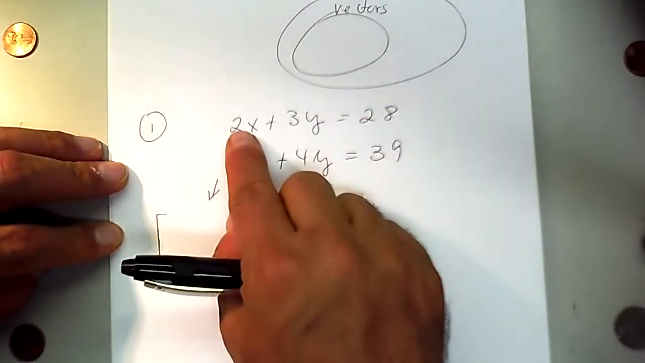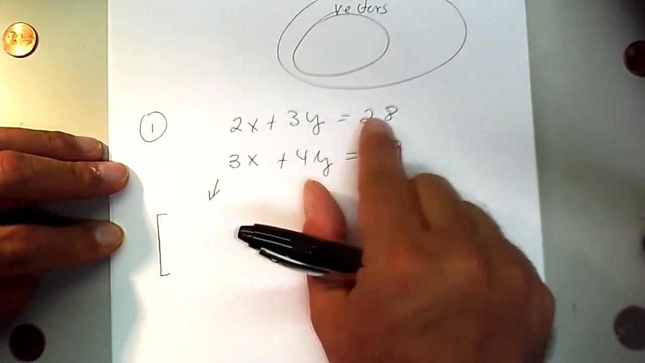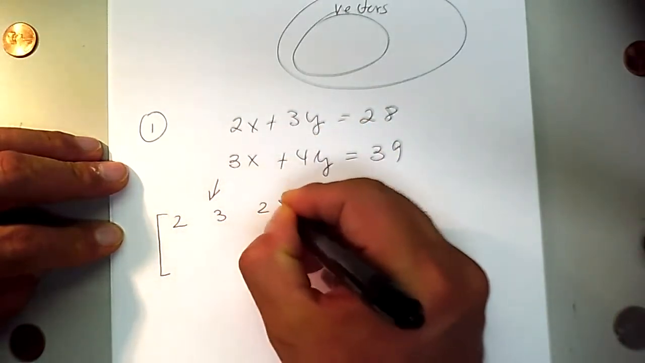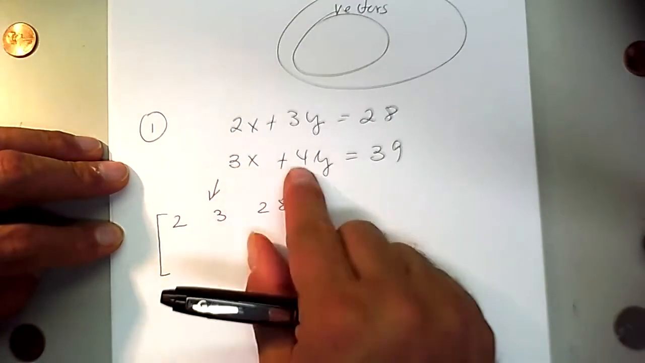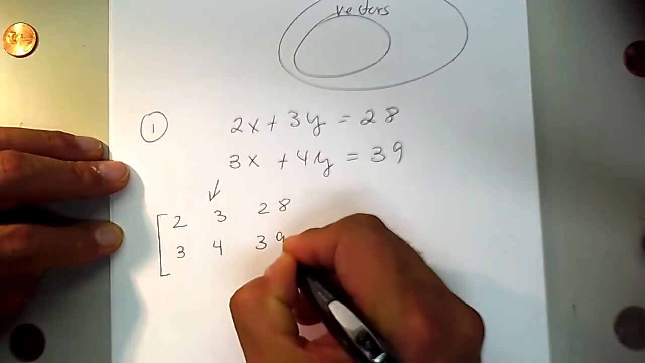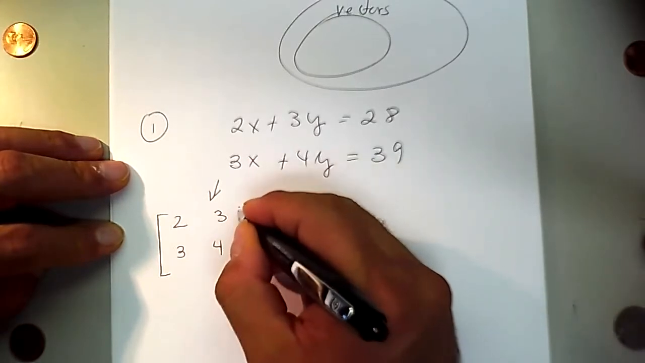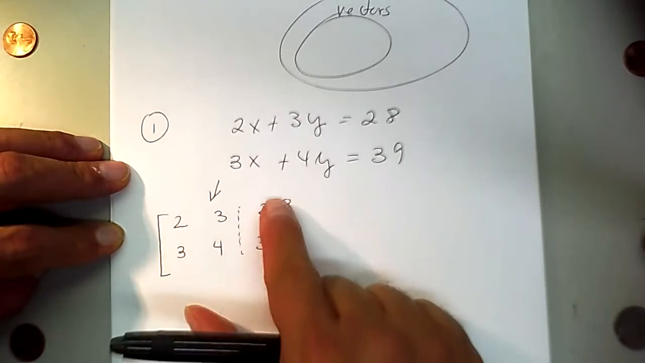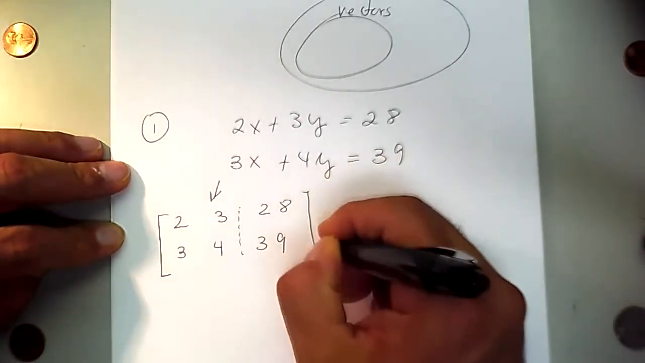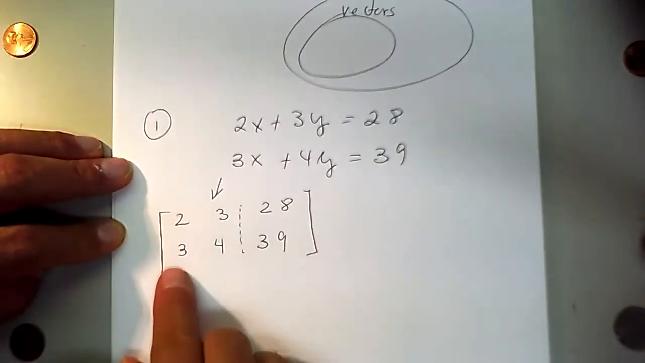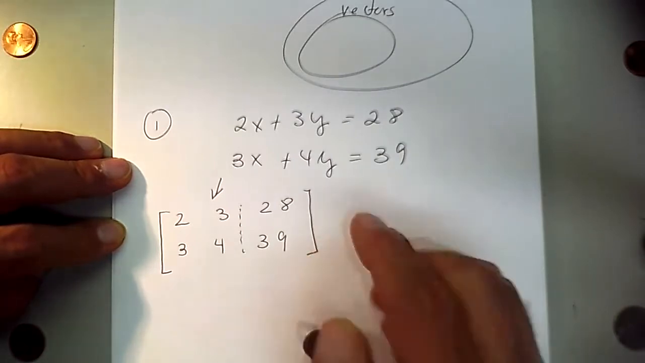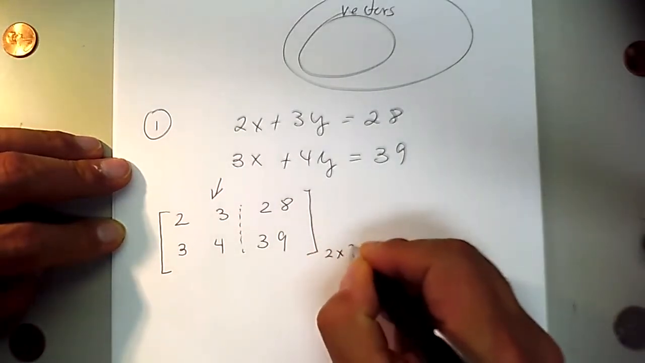So we're going to put the coefficients of the variables 2, 3, and the constant 28, 3, 4, 39. Sometimes we put either a solid line or a dotted line here, indicating that those are the constants and those numbers correspond to the variables. And then we close this. By the way, this is a 2 by 3 matrix. So the size of this matrix is 2 by 3.